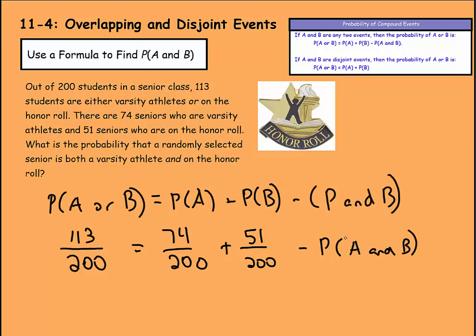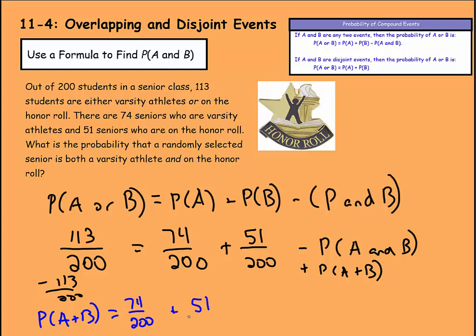So if we're going to solve for this, we need to isolate this, right? A pretty easy way to isolate this would be to move this to the left and then move this to the right by subtracting. So if we add this to both sides and subtract this from both sides, that would give us a new equation of the probability of A and B equaling 74 over 200 plus 51 over 200 minus 113 over 200.